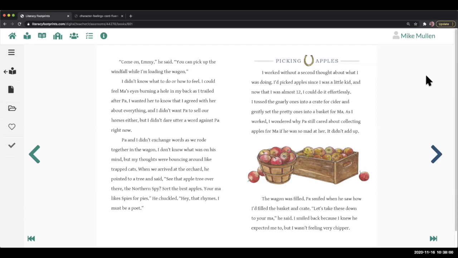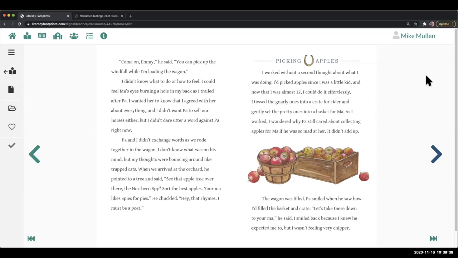Pa and I didn't exchange words as we rode together in the wagon. I want you to think about that sentence right there. Pa and I did not exchange words as we rode together in a wagon. I don't know what was on his mind, but my thoughts were bouncing around like trapped cats. When we arrived at the orchard, he pointed to a tree and he said, see that apple tree over there, the northern spy? Sort the best apples. Your ma likes spies for pie. He chuckled. Hey, that rhymes. I must be a poet.